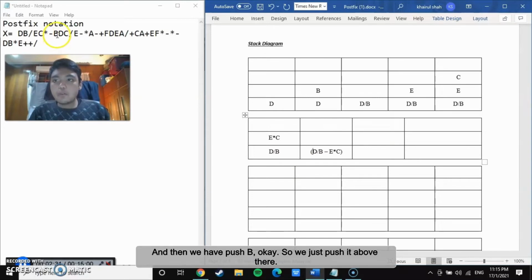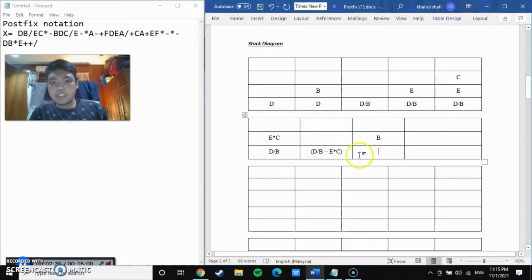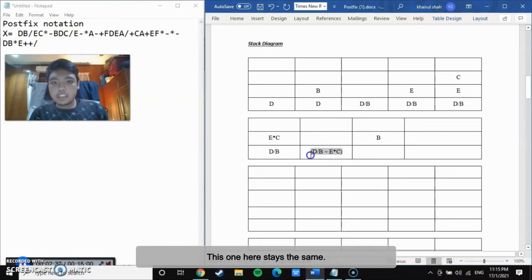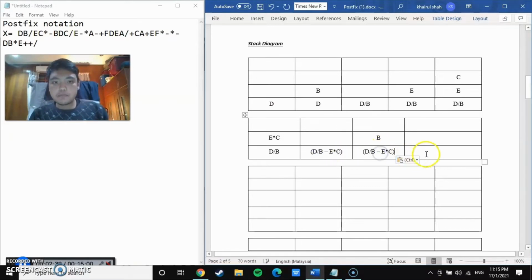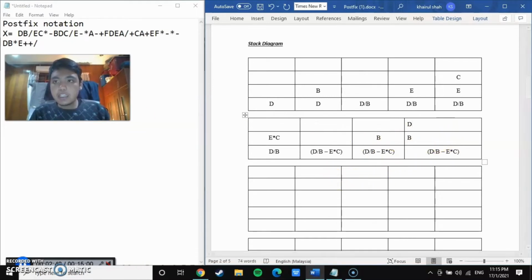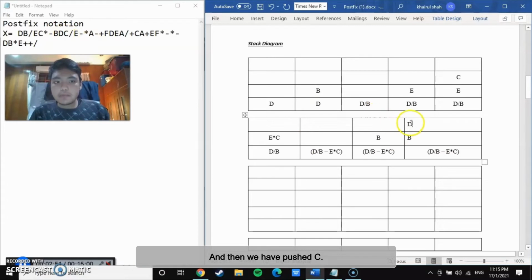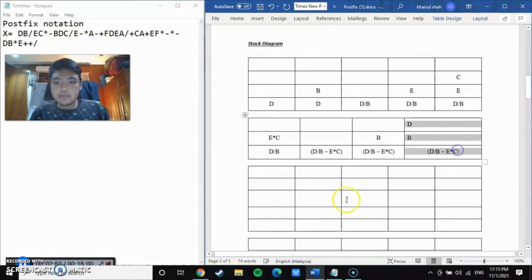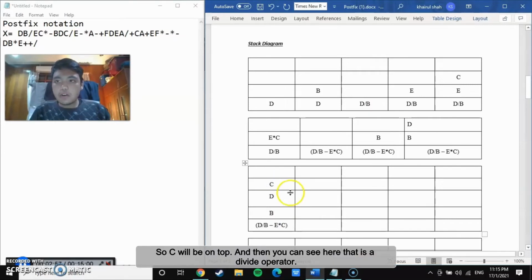And then we have push B. Okay, so we just push it above there. This one here stays the same. And then we have push D, so the D will be on top. And then we have push C, so C will be on top.